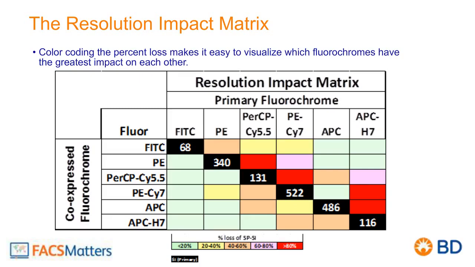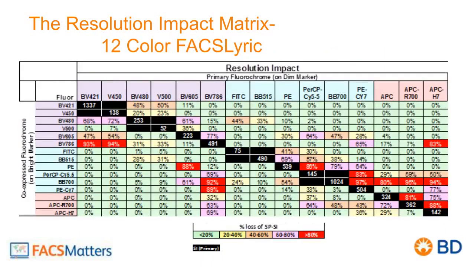And you have to think about, are those the best color combinations for what you want to have? Now, on an individual panel, it's going to depend a little bit upon the antigen density and other factors, so you have to think about those at the same time. So here is a resolution impact matrix, as I said, for a 12-color FACSLyric. And you can see that most of it is green. We have some areas of red that are significantly to be watched out for, in particular using the dye Brilliant Blue 700, which is a very, very bright dye, can cause significant impact on APC and the other red dyes. BB786 can be affected by PE-Cy7. But this just gives you a very quick visual way of looking at any two dyes and asking, are they going to cause me problems or are they not going to cause me problems?